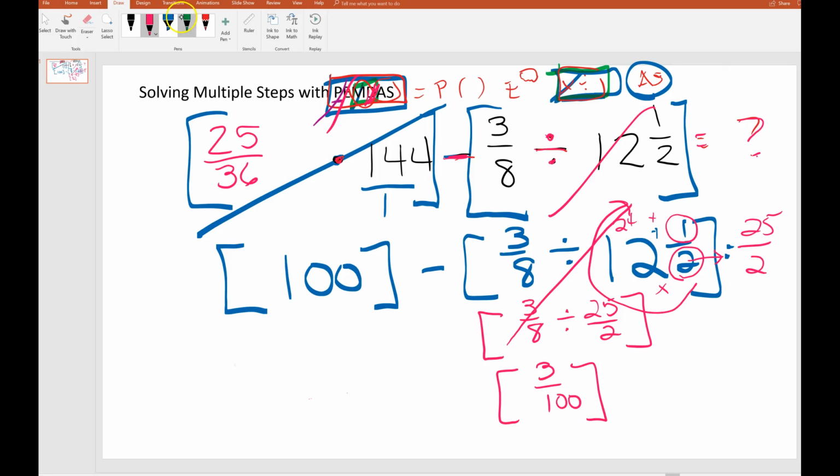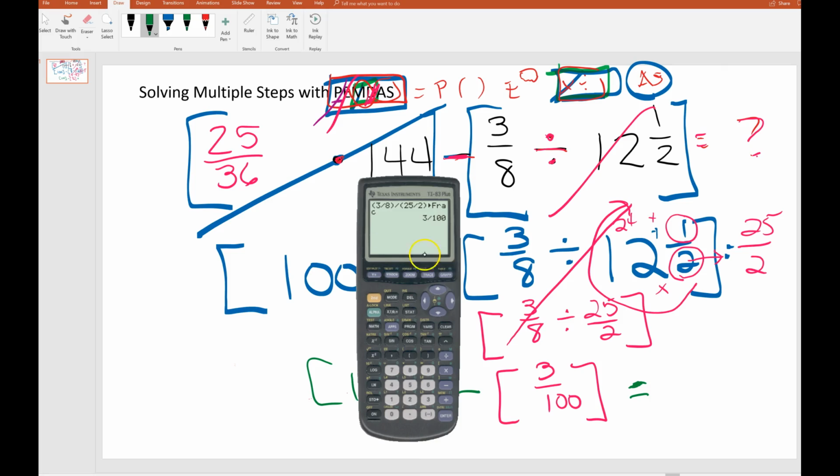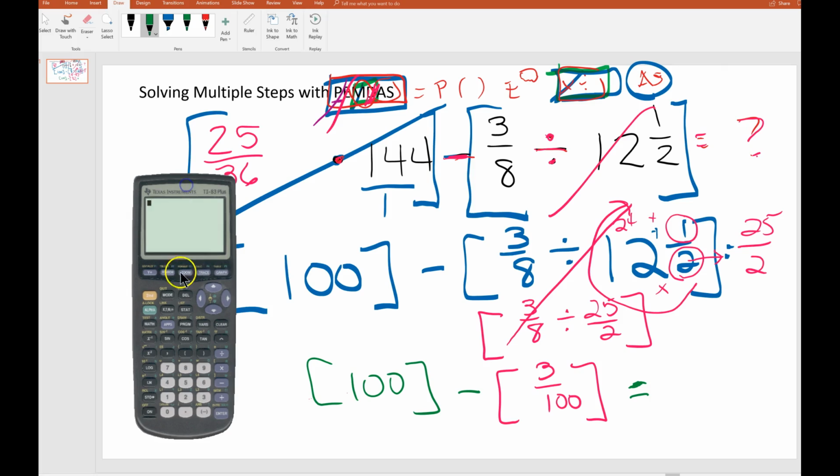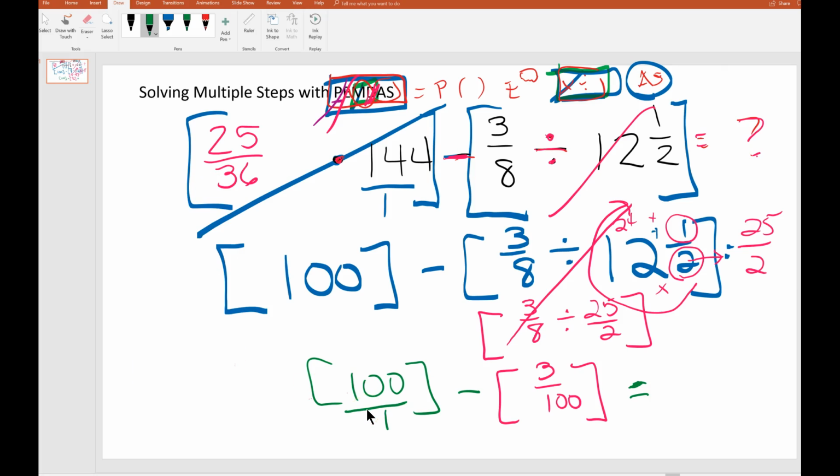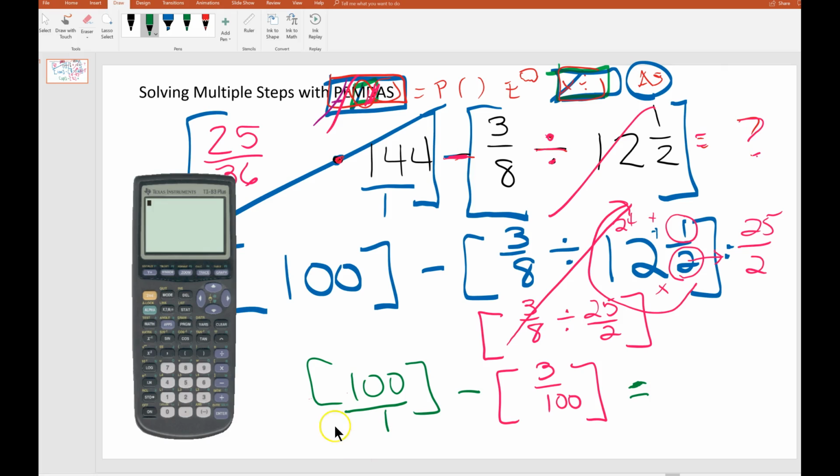Woohoo! So let's get a new color marker. Oh, we haven't used green yet. Let's use some green. And we have 100 minus 3/100. And again, let's bring up our friend the calculator. And we can go the whole number 100, or we can make 100 a fraction too. You know, we can put any whole number over 1 to make it a fraction. Let's try it that way.